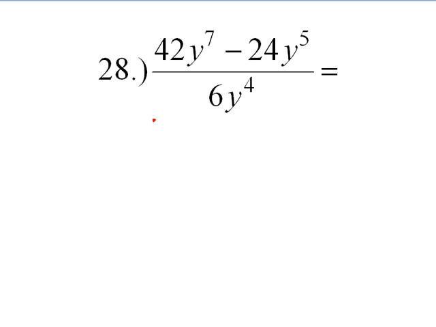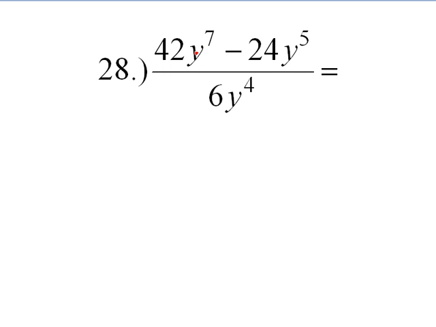Alright, here's another one. What I want you to notice is that this is a binomial divided by a monomial. This is one term, a monomial. When you have a binomial or a trinomial or whatever divided by a monomial, you simply divide that into each term. It becomes a little more complicated when we're dividing by a binomial, and we'll see how that works out. Let's do this one first.